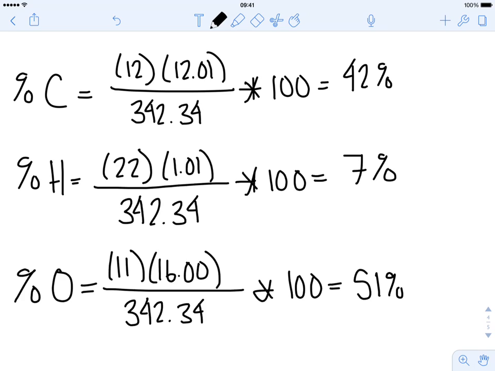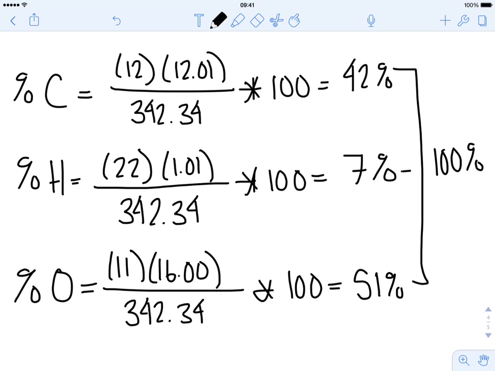So now if we look at these three numbers, what that's telling us is that in this C12H22O11 molecule, 42% of that is made up of carbon, only 7% of it is made up of hydrogen, and 51% of it is made up of oxygen. Now, it's okay if, for example, you didn't round the percentage of hydrogen up to 7, if you kept it at 6.5. There is some margin of error when you figure these out.